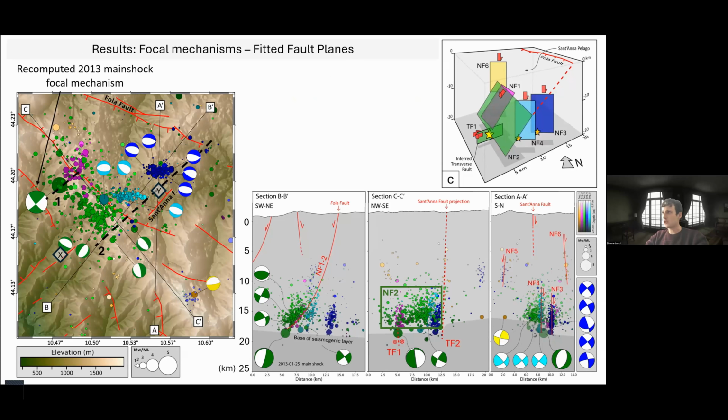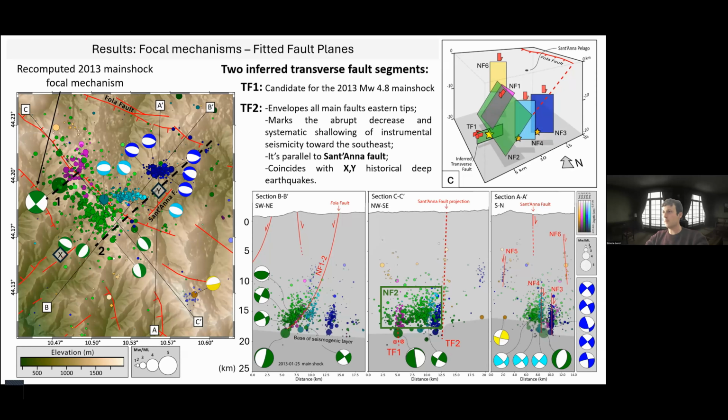Regarding then the main shock focal mechanism, we consider unlikely the scenario of left-lateral slip at depth on a vertical rift-oriented fault. So we propose the existence of a dextral transverse segment at the base of the seismogenic crust, which is TF1 in the figure, and this corresponds to the northeast-oriented nodal plane.